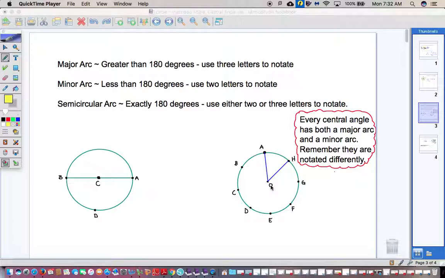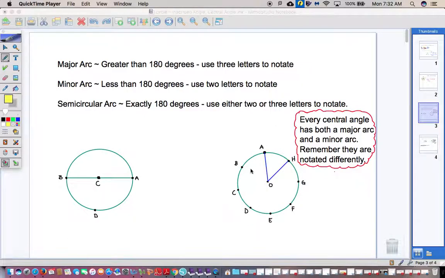So a major arc is an arc that's greater than 180 degrees, and we use three letters to notate this. A minor arc is an arc that's less than 180 degrees, and we will use two letters to notate this, the beginning and the end. And then a semicircular arc is an arc that is exactly 180 degrees, and you can use either two or three letters to notate.